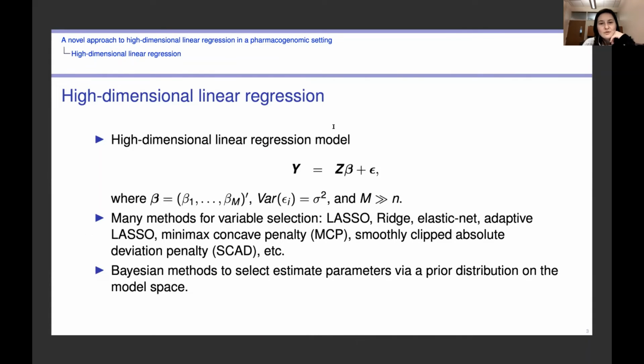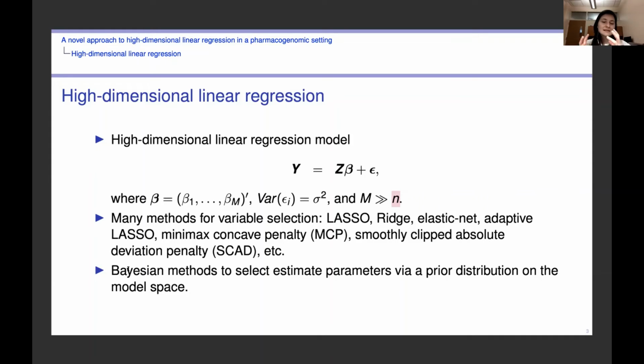So I think most of you will be familiar with linear regression, where we have a matrix of data. Here we call it Z, and some coefficients, the regression coefficients. And the particularity of high-dimensional data is that M, the number of predictors in the model, is much, much larger than N, the number of observations. And there have been many methods developed previously to select what variables are important in this high-dimensional setting. And lasso is a very popular one, so is ridge, and so on and so forth.